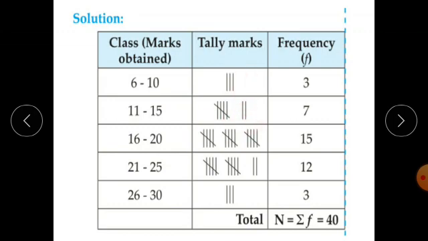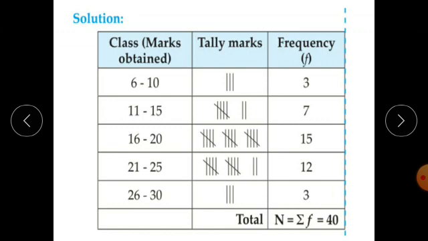And in third column count these tally marks and write it in the third column. Now here 1 2 3. So for this class frequency is 3. Then for class 11 to 15 frequency is 5 plus 2, 7. For class 16 to 20 frequency is 5 plus 5 plus 5, 15. For this class 21 to 25 frequency is 5 plus 5 plus 2, that is 12. And for this class 26 to 30 frequency is 1 2 3. Frequency is 3. So now find out total.